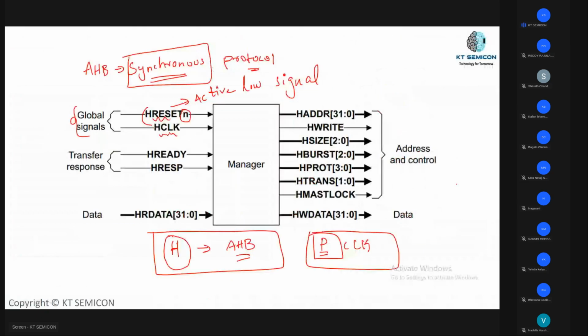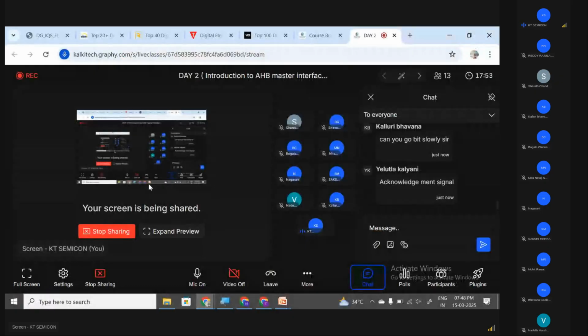If you observe the direction of this arrow mark, it is an input to your manager or your master. You can call it manager or master, anything. This particular signal is given by your slave. The slave sends this HREADY signal, indicating whether it is ready for the transaction or not ready for the transaction. Then only the master will come to know whether the slave is ready for the communication or not. Is this clear? The HREADY signal, is it clear?